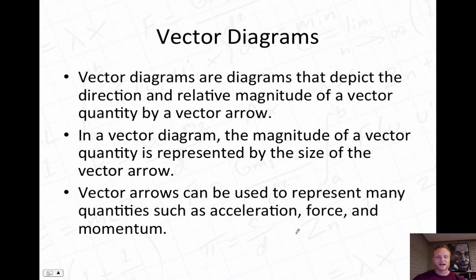The second type of diagram that represents motion is something called a vector diagram. And these vector diagrams basically depict the direction and magnitude of a vector quantity by using an arrow.